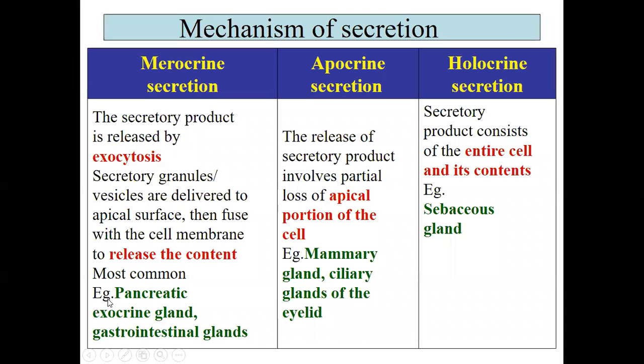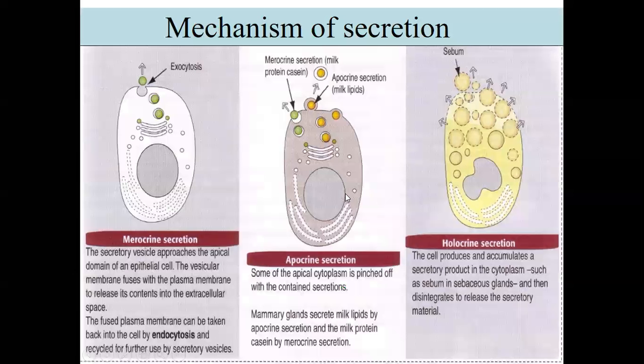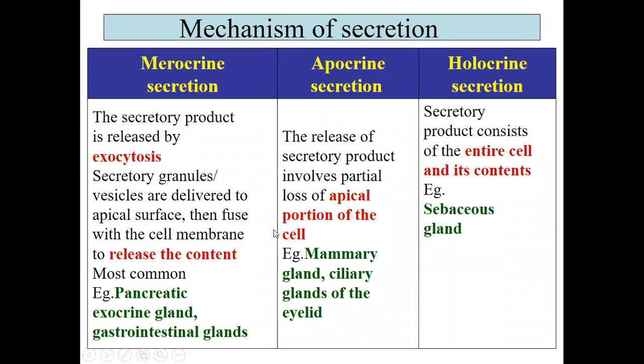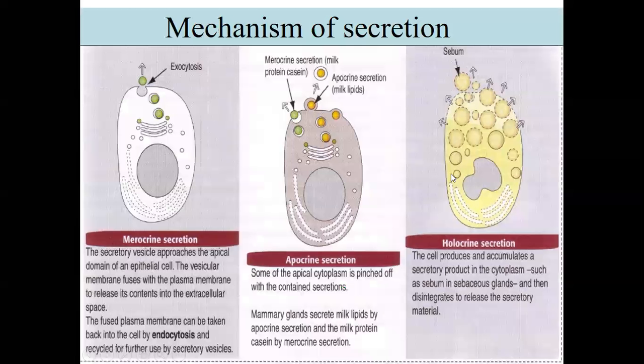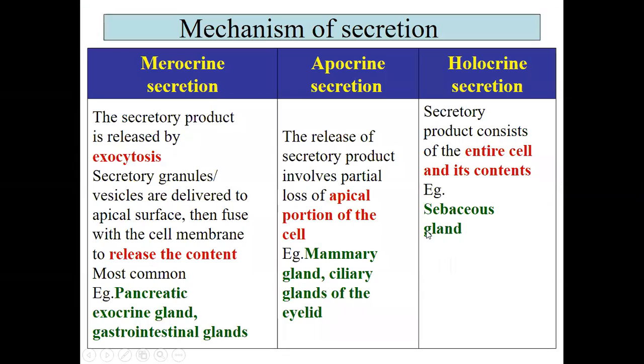This is the most common type, and you can find merocrine secretion in the pancreatic exocrine gland and also the gastrointestinal glands. For apocrine secretion, the release of the secretory product involves partial loss of the apical portion of the cell. Examples are the mammary gland and the ciliary gland of the eyelid. For holocrine secretion, the secretory product consists of the entire cell and its content, meaning the cell will burst. An example is the sebaceous gland.